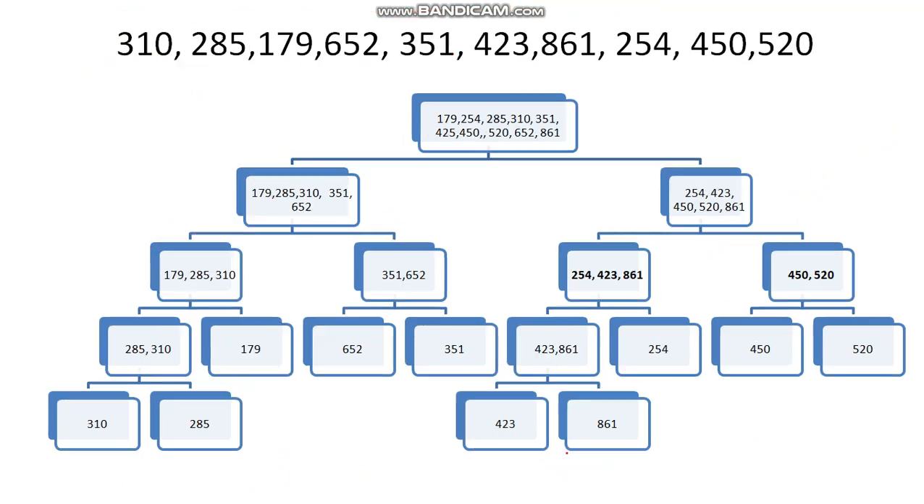So the merging is shown over here. 310, 285 are merged as 285 and 310, and these are merged as 179, 285 and 310. These two are merged as 351, 652. So 351 is taken in the lower index, 652 in the higher index. Here there are two values, 423, 861, and this is merged with 254. 254 comes at the lower index and the others at the higher index, and we continue this and go on merging all these subarrays.